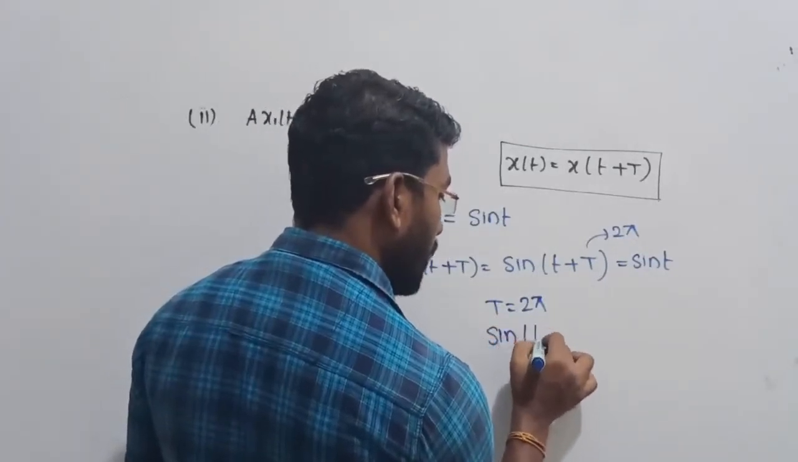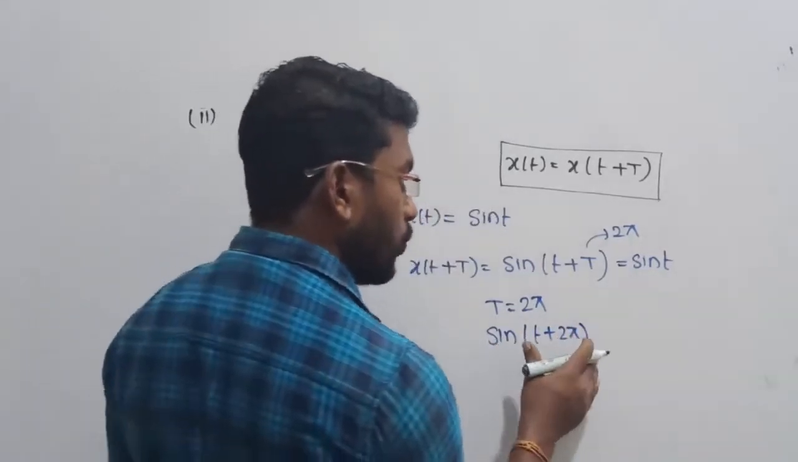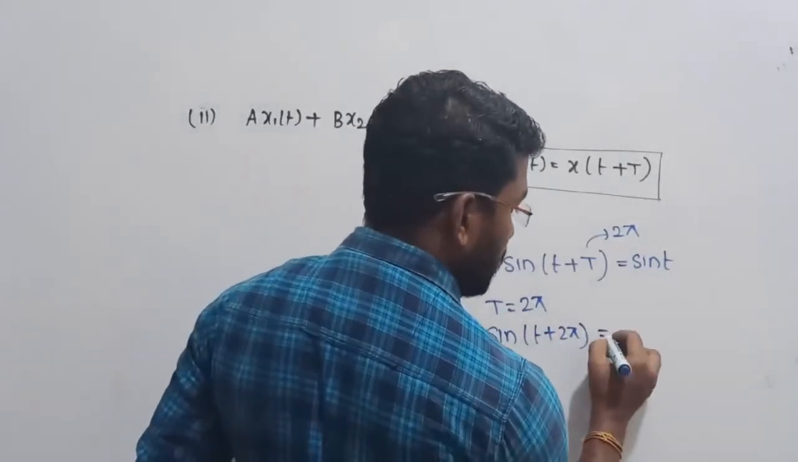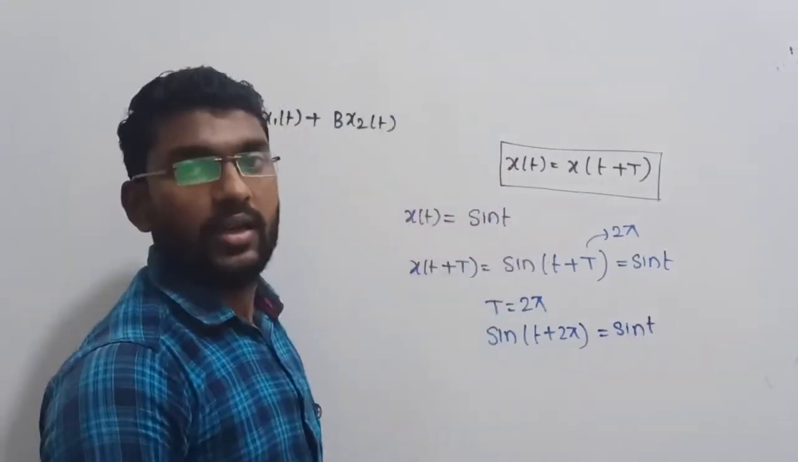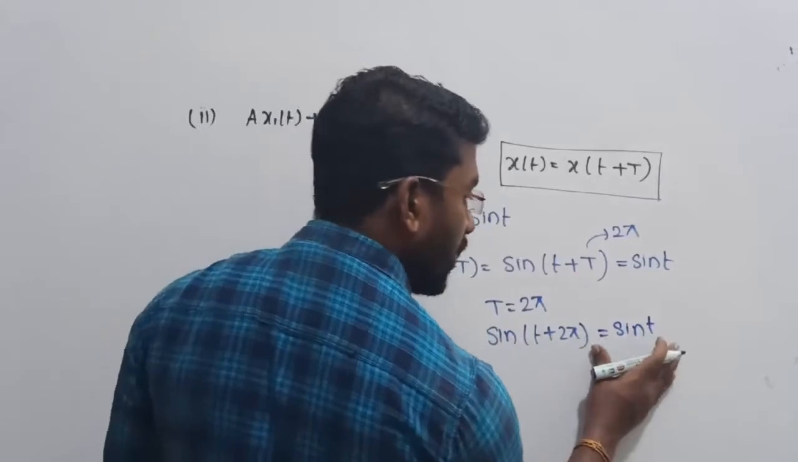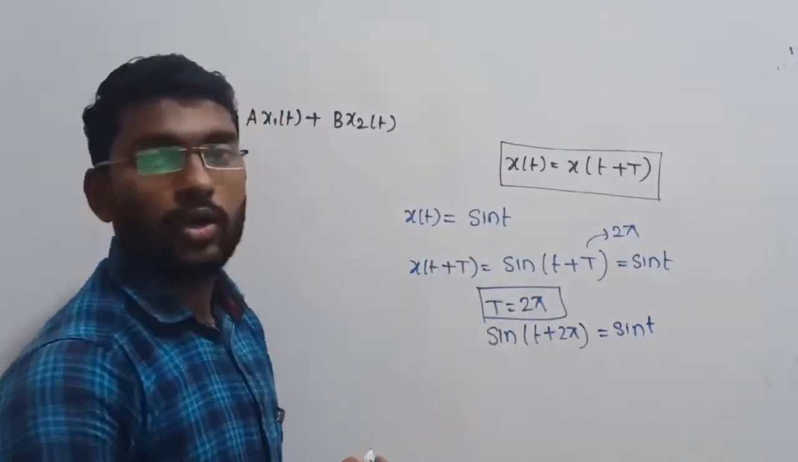Sin of t plus 2 pi, right, sin of t plus 2 pi should be equal to what? Sin t. Sin of t plus 2 pi should be equal to what? Sin t, right? So in order to apply, for this condition to be equal, t is equal to what? We have to define it as 2 pi, right?